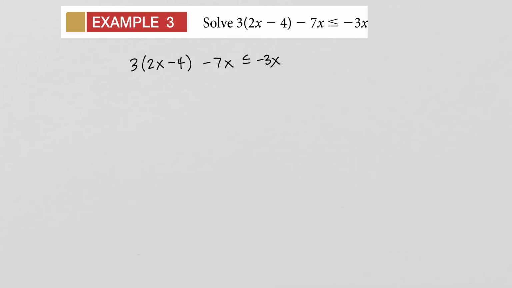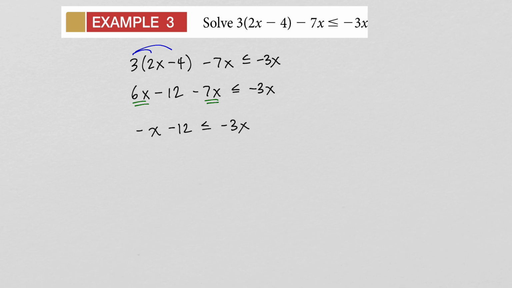So in our next example, it's the same as solving an equation. First, we'll want to multiply out the parentheses, which gives us 6x minus 12 minus 7x less than or equal to negative 3x. Next, we'll combine like terms. 6x take away 7x is negative x, and then we still have minus 12 less than or equal to negative 3x. Now from here, you can actually proceed a couple of different ways.